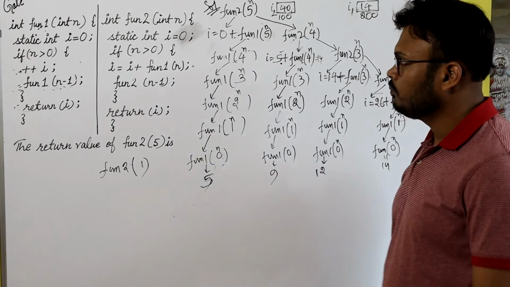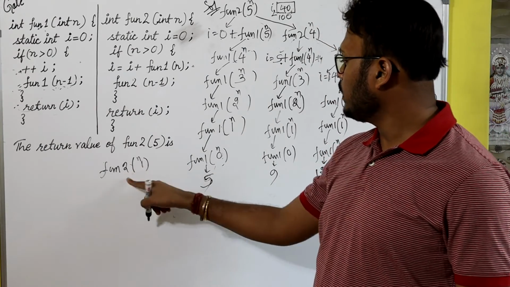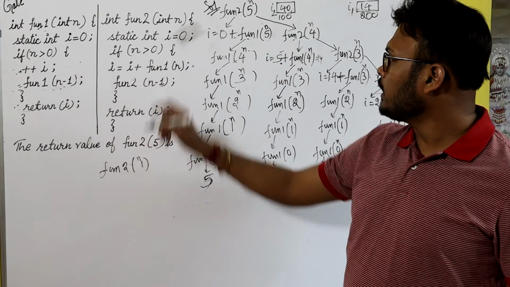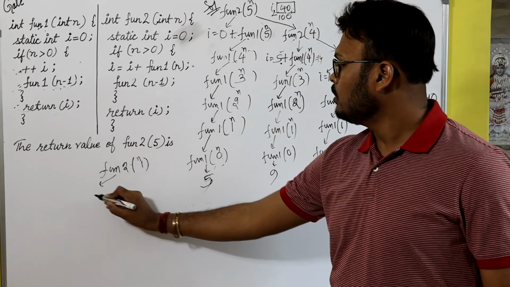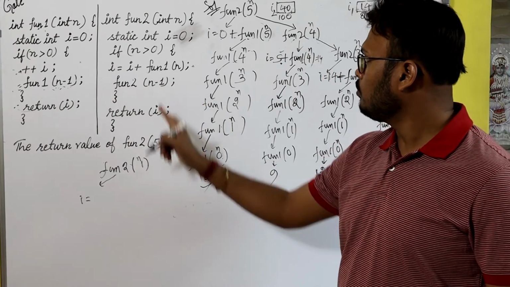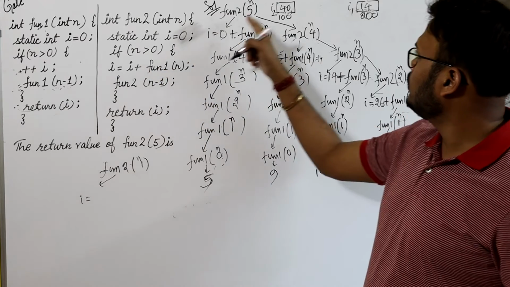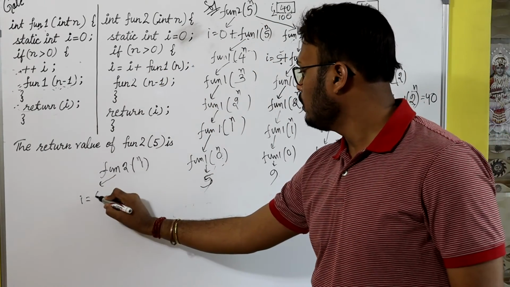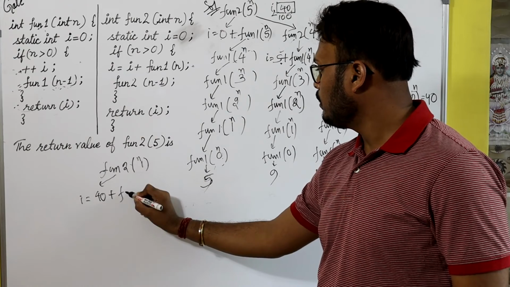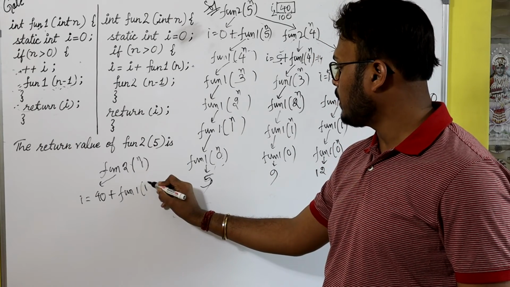Okay. Now you see the value of n is 1. So here you see 1 greater than 0. Yes, 1 is greater than 0. So I is equal to what? I plus fun1 of n. So what is the value of I2? The value of I2 is 40. 40 plus fun1 of n. So 1 will be passed here.